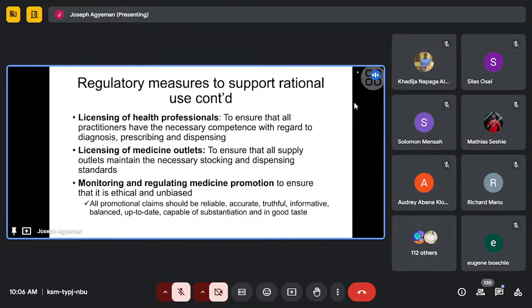Licensing of health professionals, obvious. Before you are licensed, it means that the regulators deem you as what? An expert in the field of, for example, in our case, pharmacy practice. And therefore, they trust you. The country knows that, yes, you have the requisite knowledge and skills to provide the nation with top-notch pharmaceutical care. You are up there.